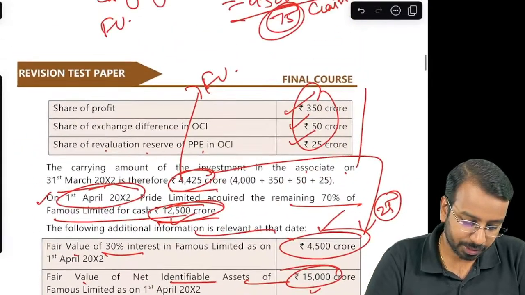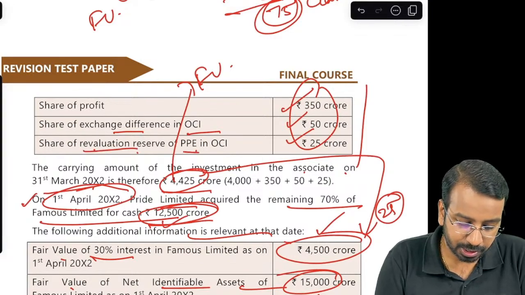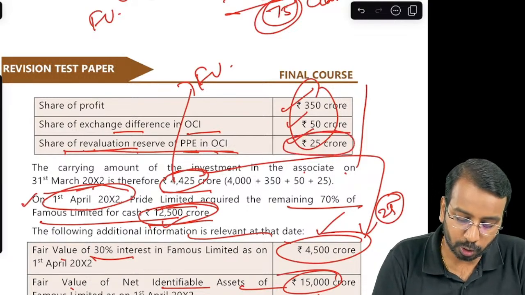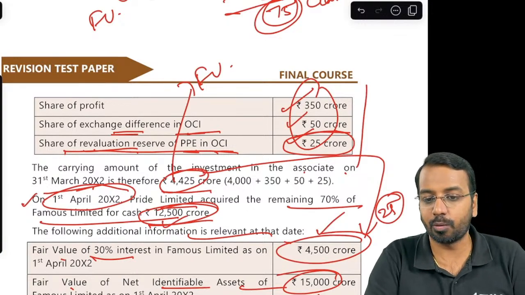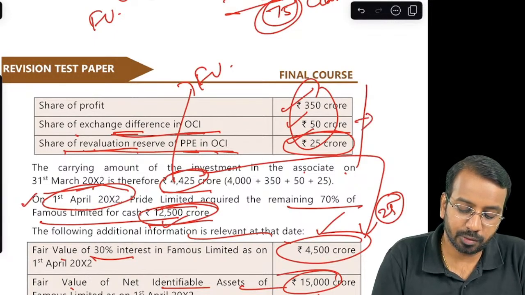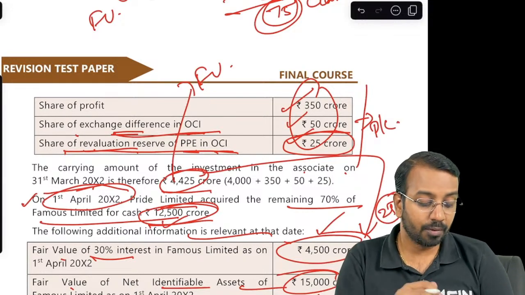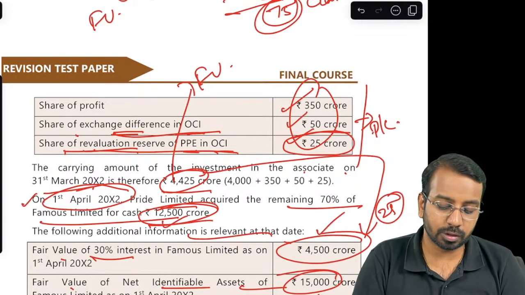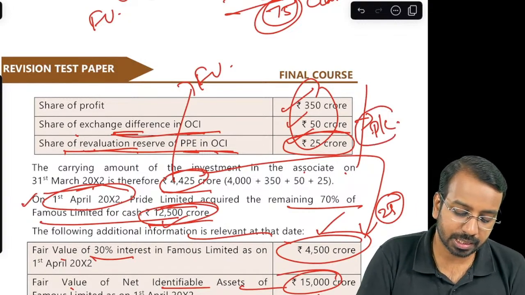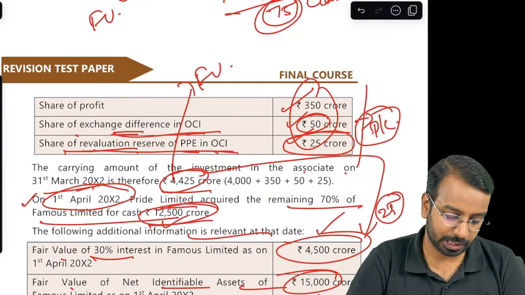Then they have also said that you have taken exchange difference in OCI and revaluation reserve in OCI. Now, revaluation reserve will continue to remain in OCI, so that part will not be changed. But the exchange difference, whatever is there in OCI, which is unrealized gain, will also be transferred to the P&L. So that amount of unrealized gain of 50 crores which is remaining in OCI as exchange difference will be transferred to P&L, because now it is no longer an associate, it will be held as a subsidiary. So that is the amount to be recognized in P&L.